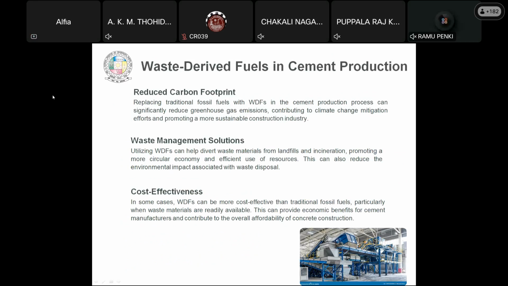Another thing we should focus on is waste derived fuels. If we replace our traditional fossil fuels with waste derived fuels, this can significantly reduce greenhouse gas emission, contributing to climate change mitigation efforts and promoting a more sustainable construction industry. A lot of research is required in this area, like where we can replace the traditional fossil fuel with fuels derived from industrial waste. This in turn will also help us divert waste material from landfilling, promoting a more circular economy and efficient use of resources.